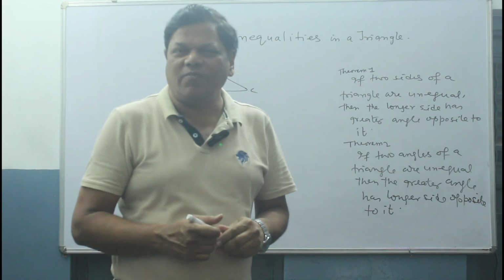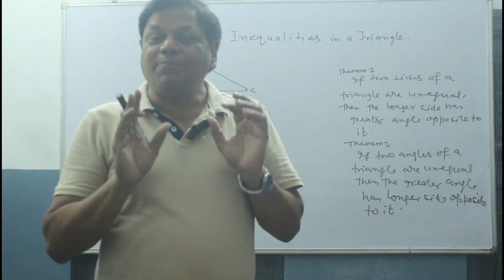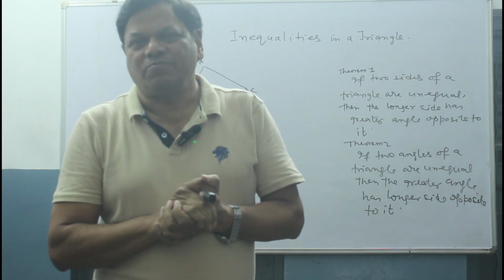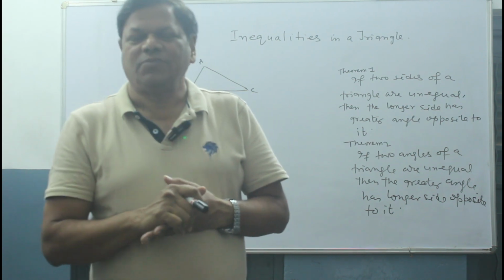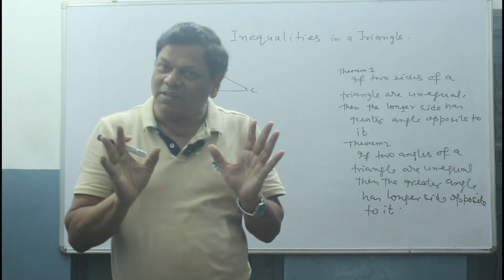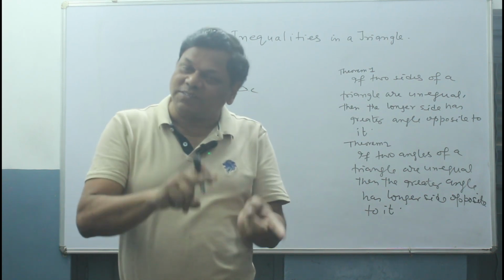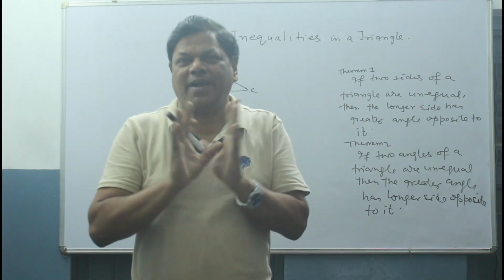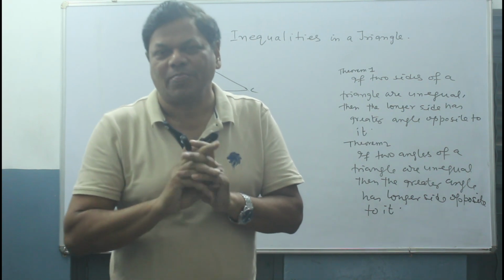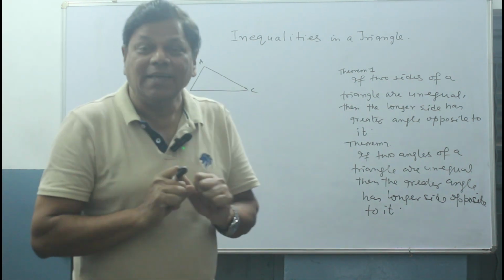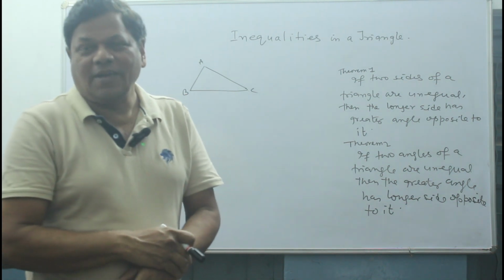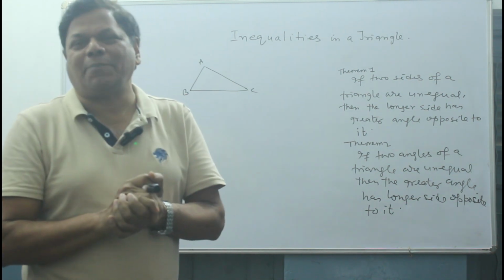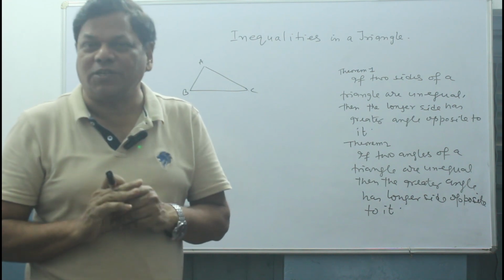In the previous video you have learned that if two angles are equal, the opposite sides of equal angles are equal, or if two sides are equal, the opposite angles of equal sides are equal. This I have explained in the previous two videos. Now today I am going to explain: if two angles are not equal, then what happens? Or if two sides are not equal, then what happens? That I want to explain to you today.